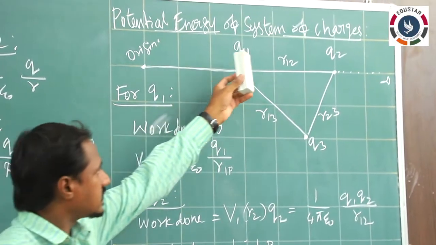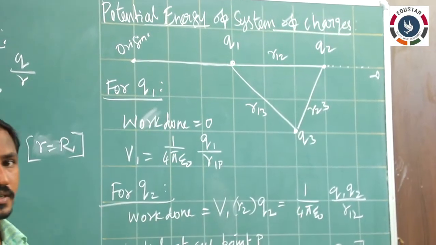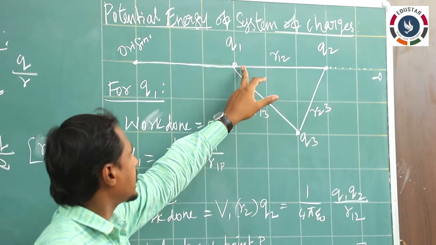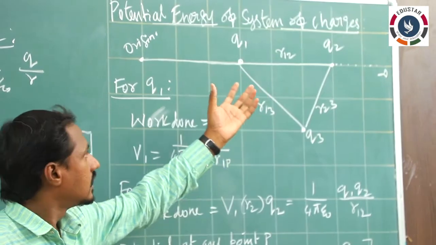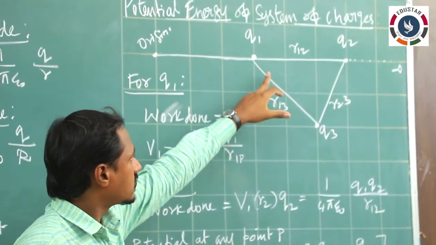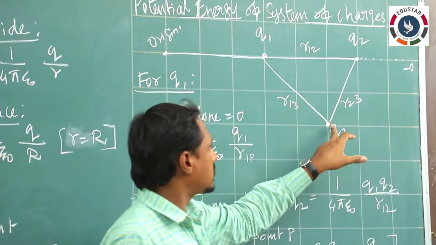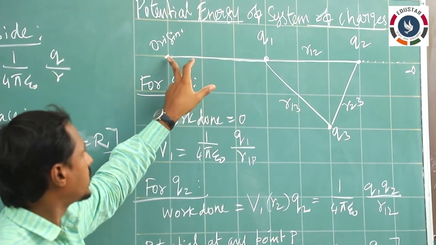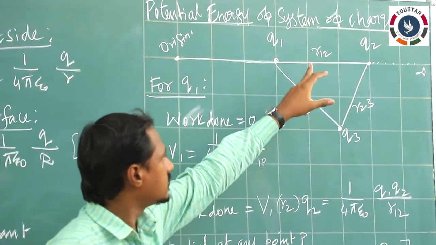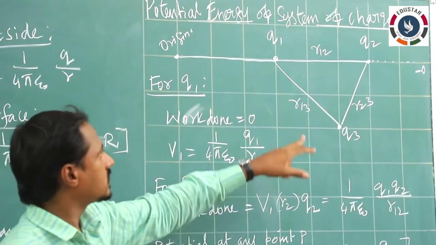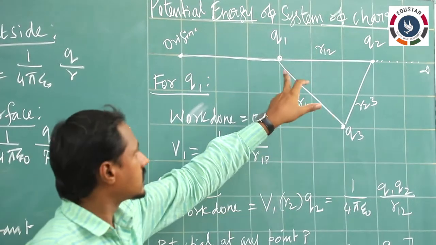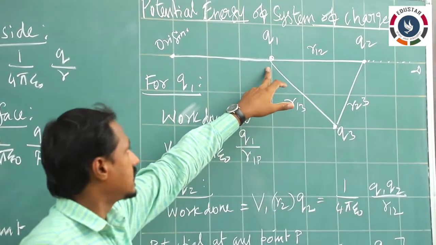Consider a system of charges Q1, Q2, Q3. Three charges are taken, and first we consider Q1 to be brought to this point R1. This position will be R2 and this position will be R3 from the origin. If you draw the position vectors, they give the positions R1, R2, R3, and first we have to bring the Q1 charge from infinity to this point.